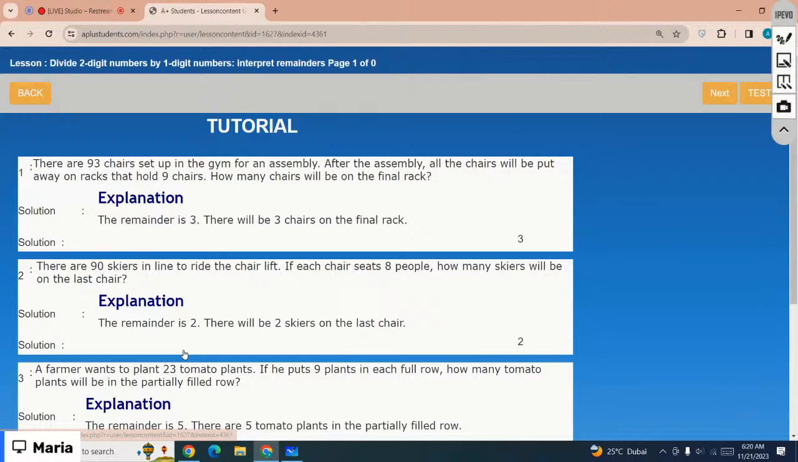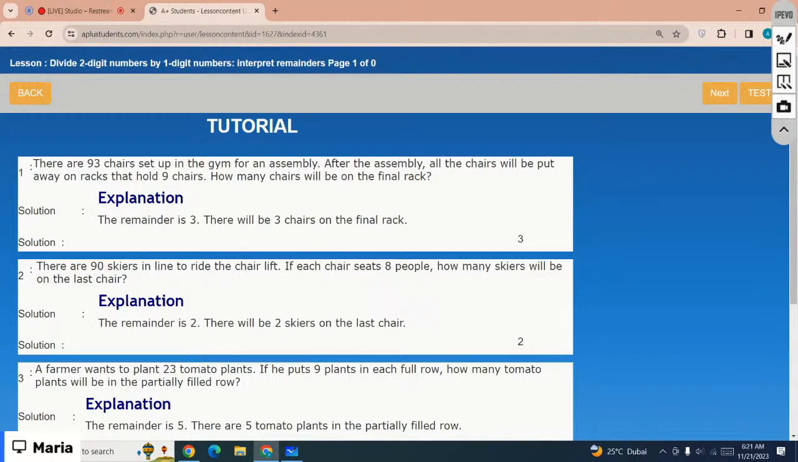Interpret remainders. Okay, they are also word problems. There are 93 chairs set up in the gym for an assembly. After the assembly, all the chairs will be put away on racks that hold 9 chairs. How many chairs will be on the final rack?